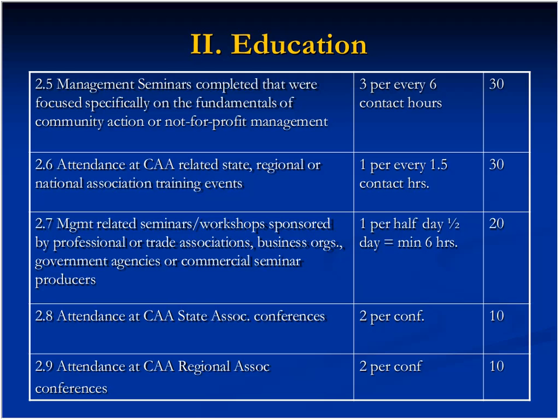2.7 is management-related seminars and workshops sponsored by professional or trade associations, business organizations, government agencies, or commercial seminar producers that are not necessarily about community action or not-for-profit management. Again, you can accumulate 1 point per half day, and a half day is a minimum of 6 hours.